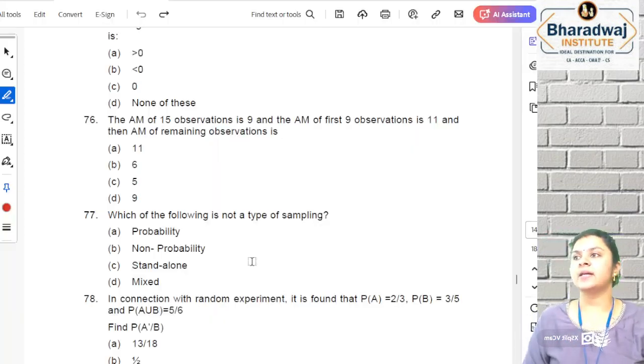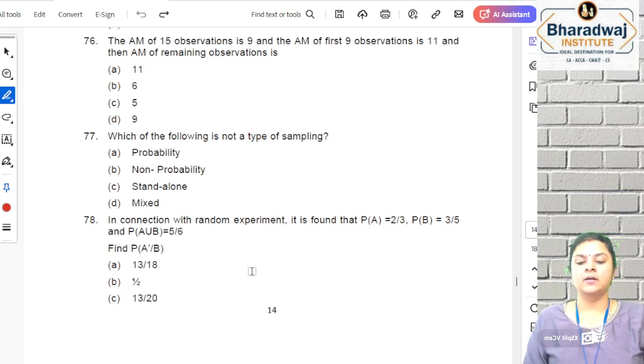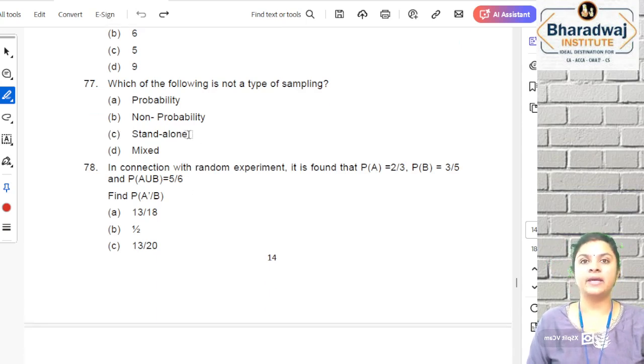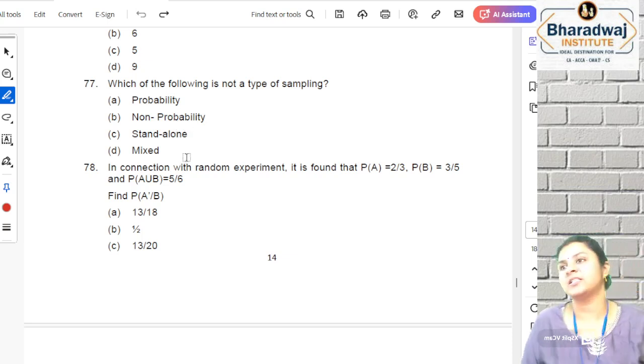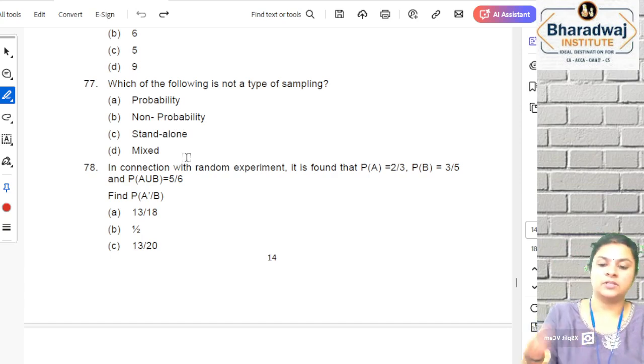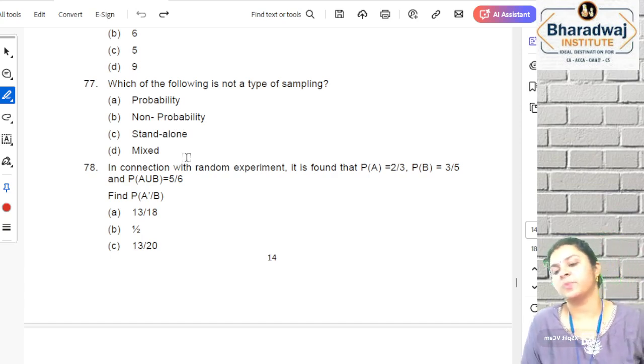Answer is 6. Which of the following is not a type of sampling? Probability sampling, non-probability sampling, standalone sampling. Okay, standalone sampling is not a type of sampling. Actually, sampling questions they are not going to be testing you because this was in the previous material. They would have given this question.